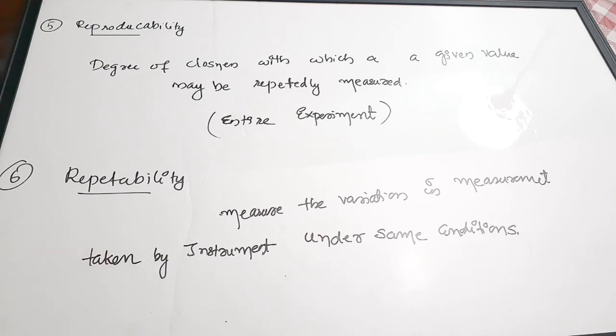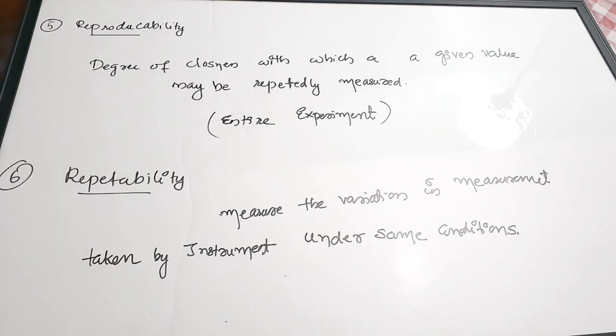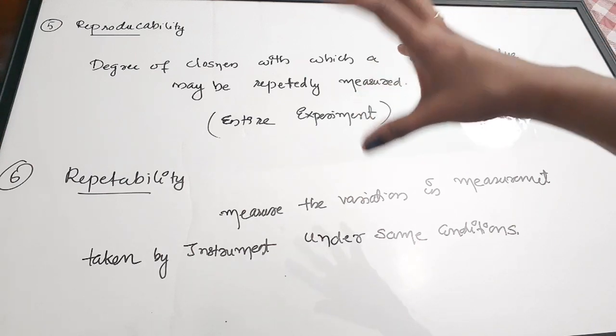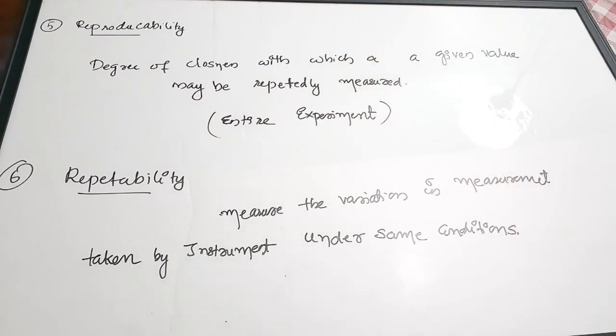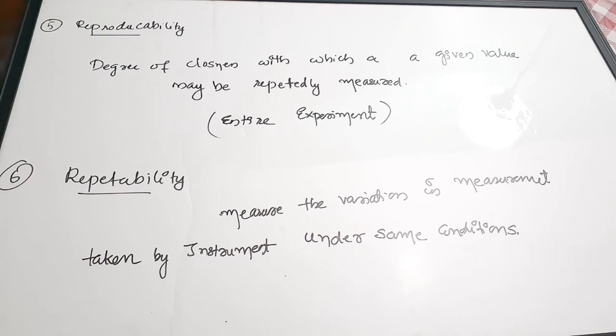Then the sixth one is repeatability, which measures the variations in the measurement taken by the instrument under the same condition. Now these two sound really close, having the same definitions, right? The difference is that reproducibility is said in terms of the entire experiment. Here we repeat the entire experiment and try to reproduce it under the same conditions. But repeatability is said in terms of a particular measurement only. So that is the difference.